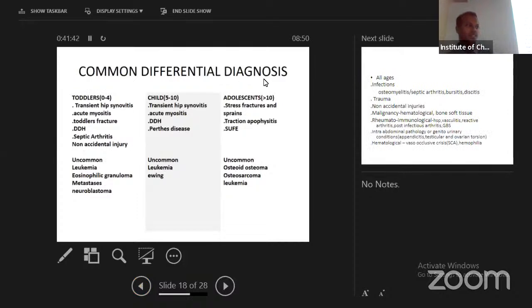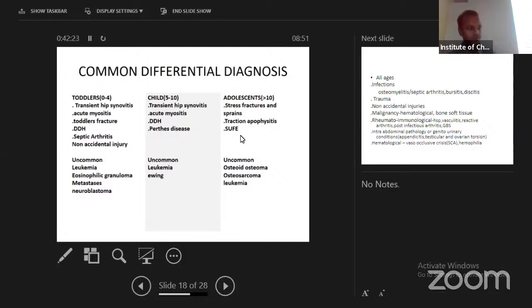Common differential diagnosis of a child presenting with limping. In toddlers, that is 0 to 4 years of age, transient hip synovitis, acute myositis, toddler's fracture, developmental dislocation of the hip, septic arthritis, and non-accidental injury are the common causes. The uncommon ones are malignancies like leukemia, neuroblastoma, and metastasis. In a child of age 5 to 10, transient hip synovitis, acute myositis, developmental dislocation, and also Perthes disease are diagnoses. The uncommon ones are leukemia and Ewing sarcoma.